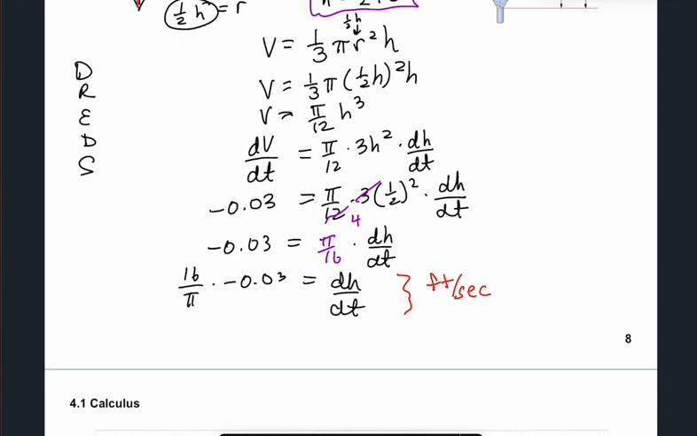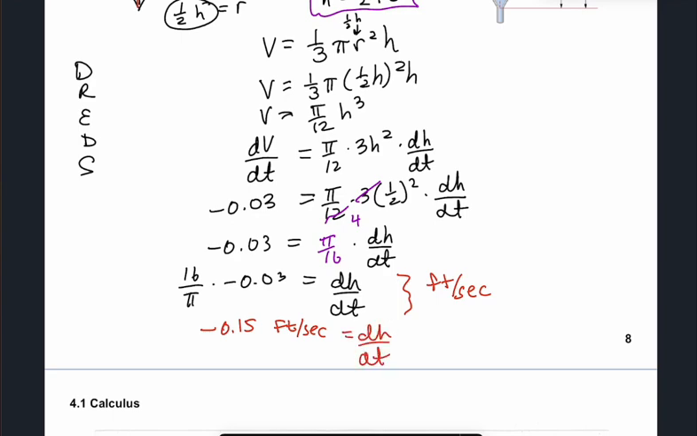Let's get an actual number here. They went to 2 decimal places, so I'm going to go 2 decimal places. 16 times negative 0.03 divided by 3.14 to 2 decimal places is negative 0.015 feet per second.